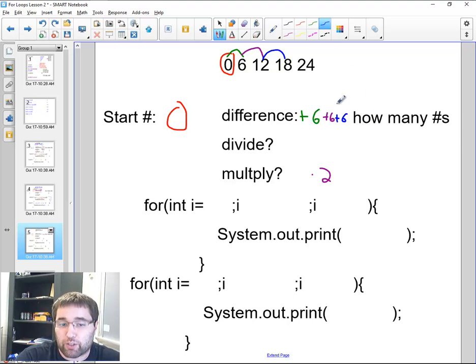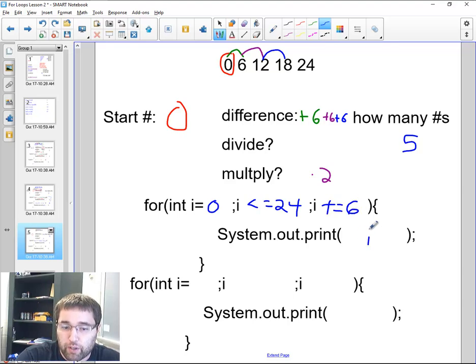Okay, so we pretty much figured out the solution to it. How many numbers do we have? 5. I start at 0. I go till not 5. I go till 24. Less than or equal to 24. What do I increase by? 6, plus equals 6. And I output i. That's the easy way.